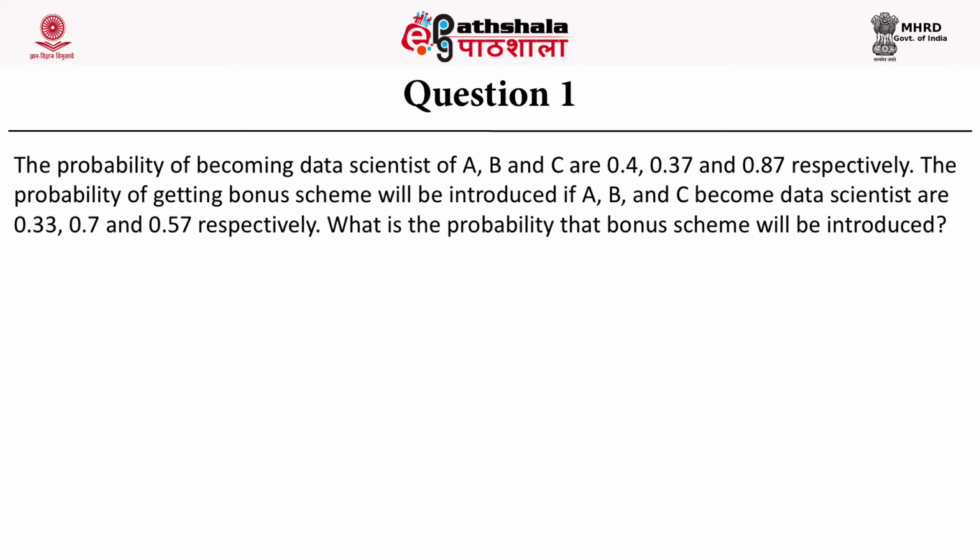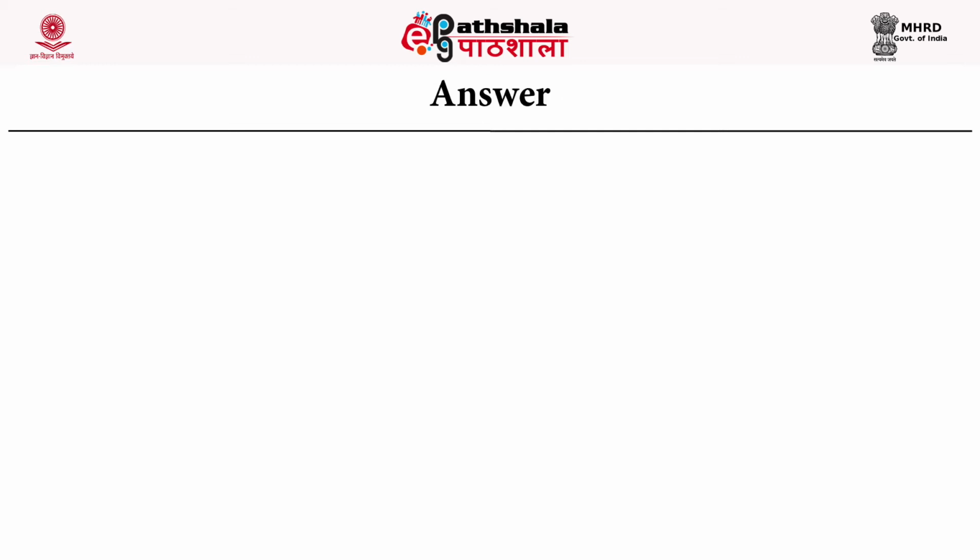The probability that a bonus scheme will be introduced if A, B and C become data scientists is given as 0.33, 0.7 and 0.57 respectively. What is the probability that the bonus scheme will be introduced?